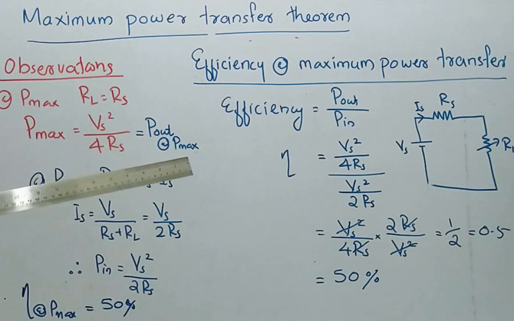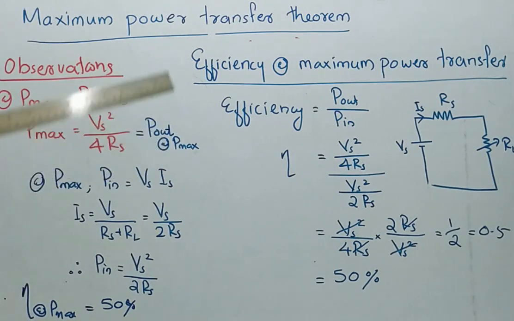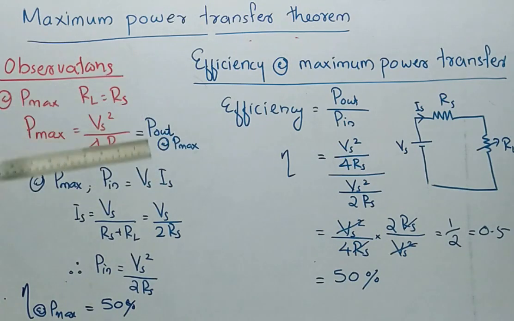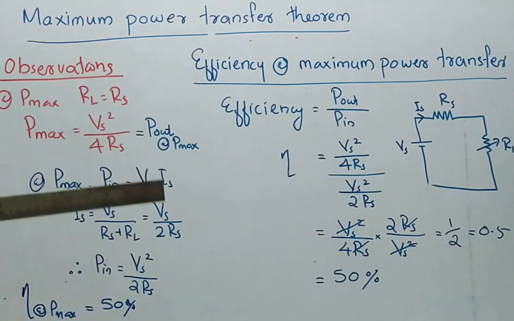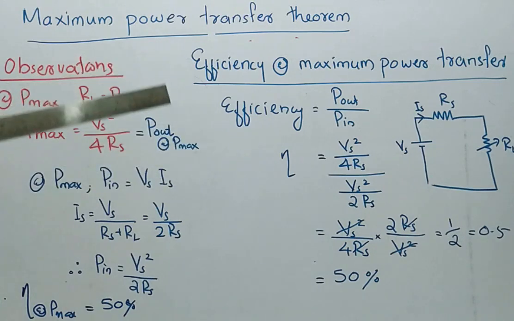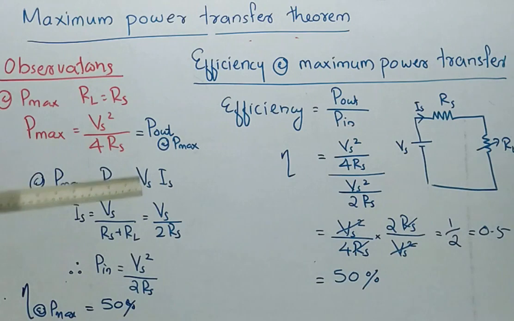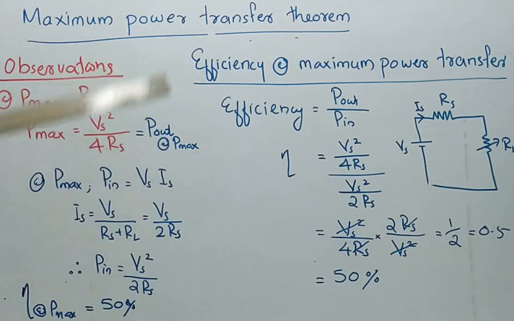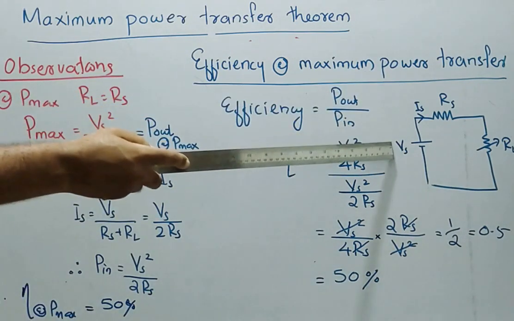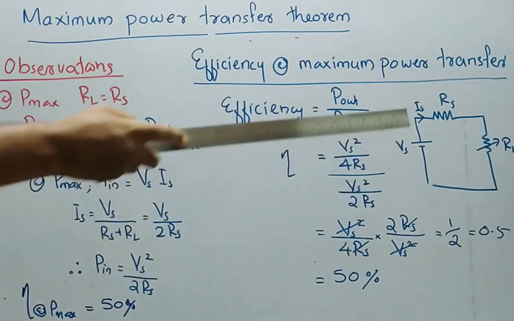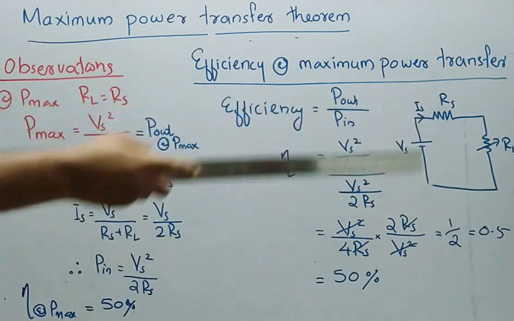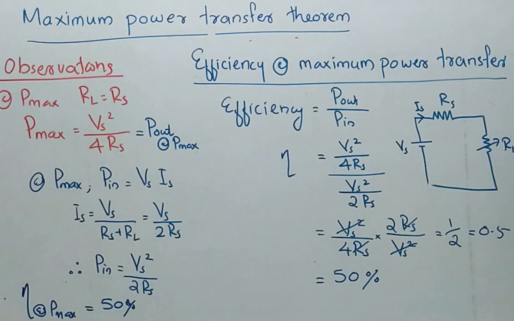So in order to find out the maximum power transfer through a load resistance in a given network, first of all we need to convert that network into Thevenin's equivalent network, which contains a voltage source in series with a resistance. That voltage source is the source voltage, and the Thevenin's equivalent resistance is nothing but the source resistance. So once we get Thevenin's equivalent network, we can use this expression in order to find out Pmax.